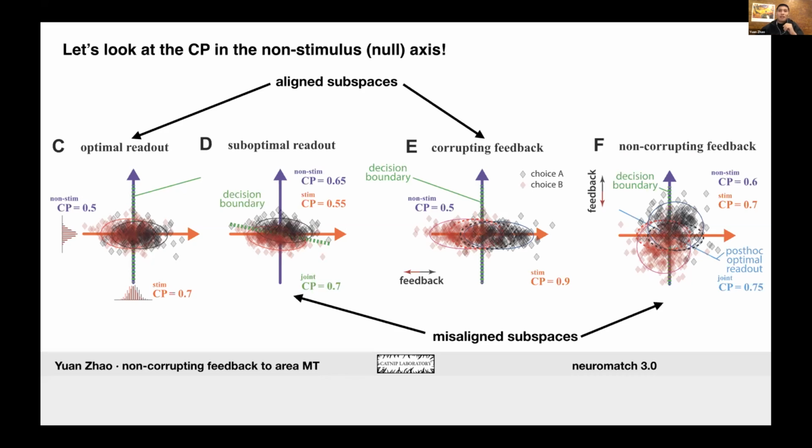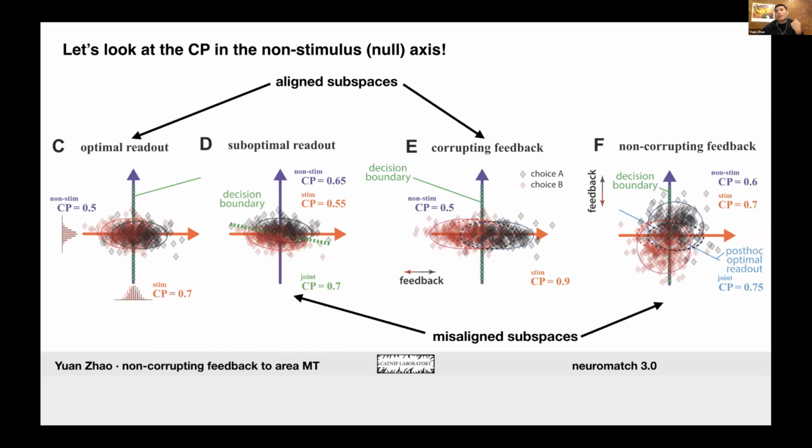And the other feedforward case is that the downstream areas are read out not so perfectly. So then the variability in the non-stimulus subspace also correlates with the choice. And therefore, we should observe a higher choice probability in the non-stimulus subspace as well. Then in the feedback cases, the choice information could be fed to the stimulus or the non-stimulus subspaces.